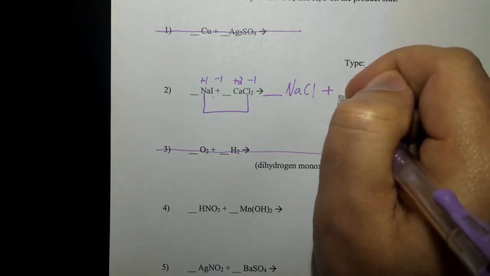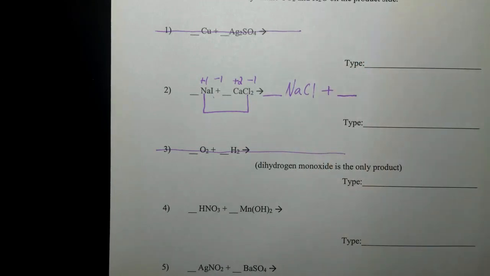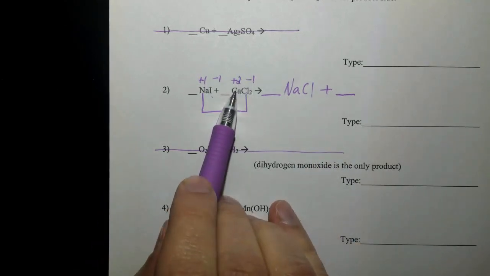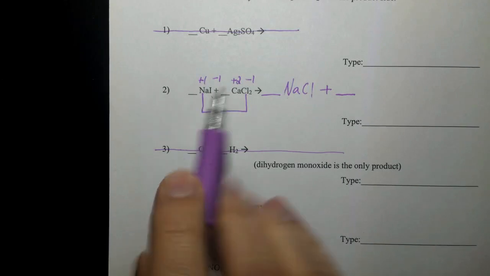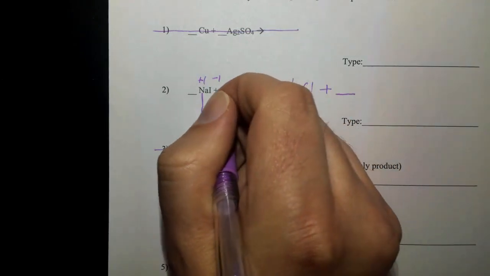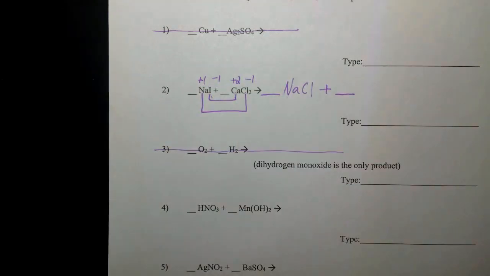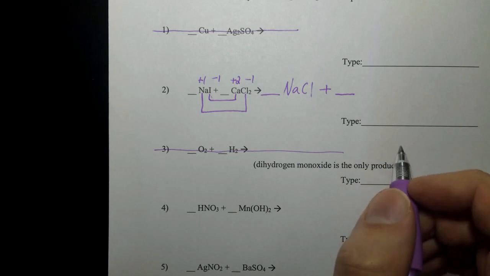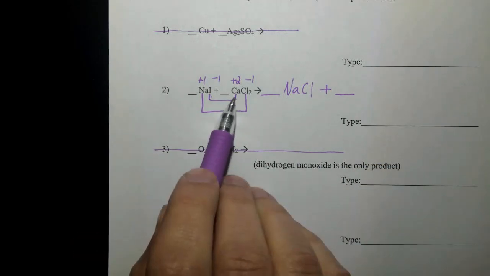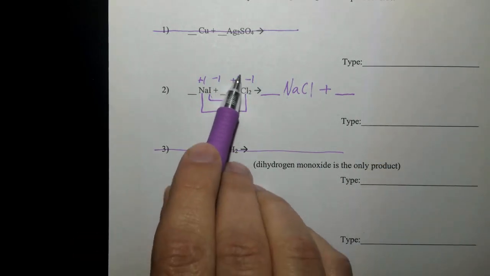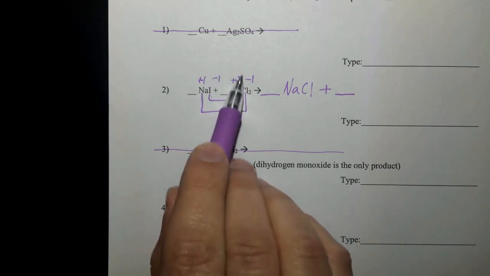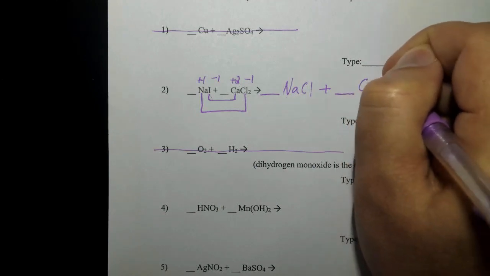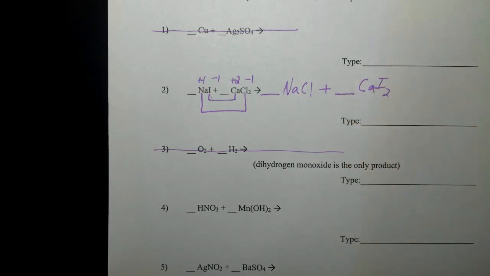Then I'm going to make my other product in this case, so I'm going to put a plus and then a little line for balancing. The Ca is a +2, the I is a -1. So these are going to come together. And what's that going to be over here? CaI2. And it's important that we write the positive ion first, the negative ion second. So cation first, anion second. CaI2.